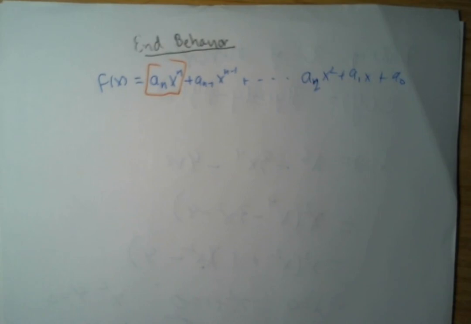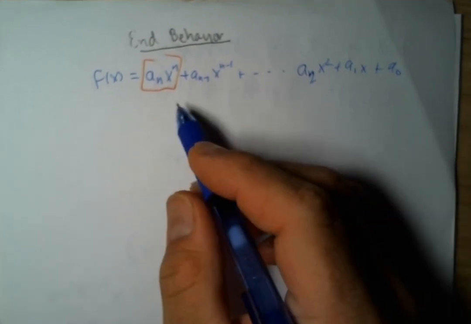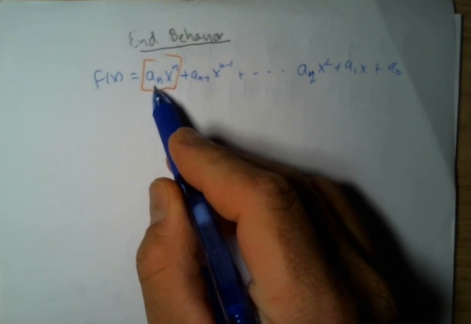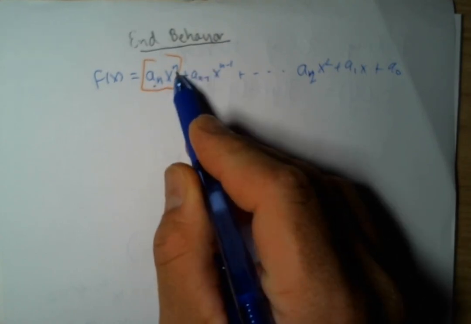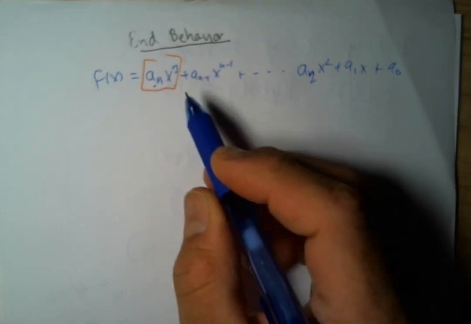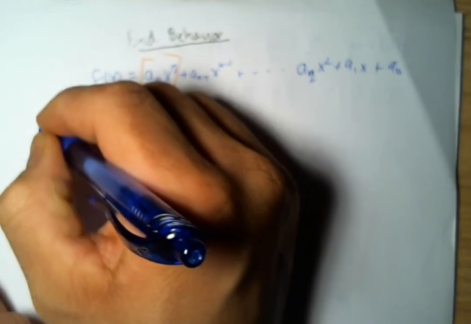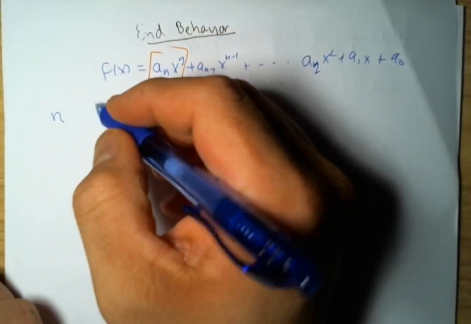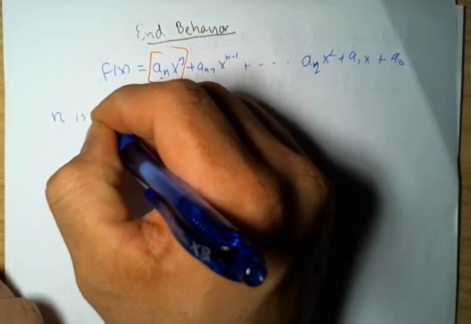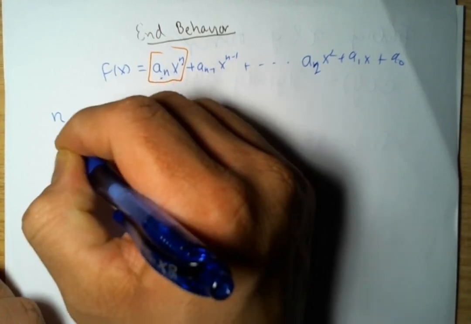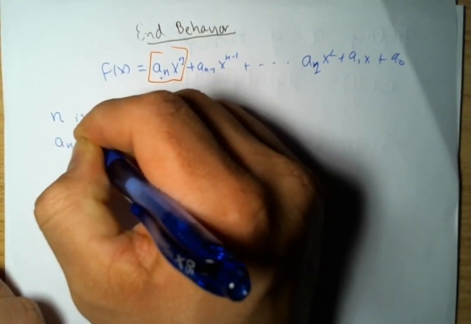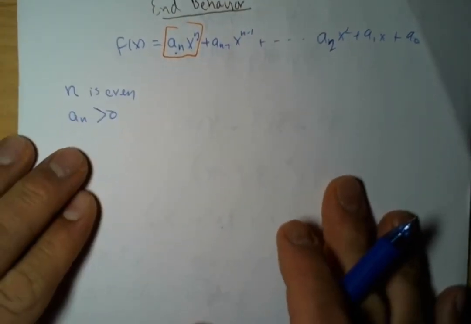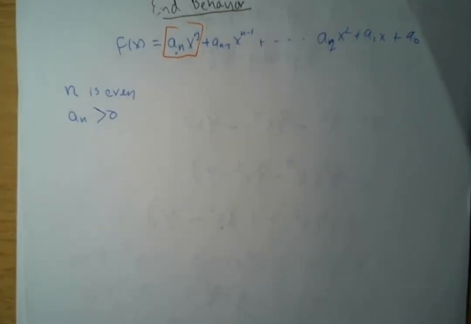So there's four possibilities, and those possibilities are a combination of whether the leading coefficient is positive or negative, and whether n is even or odd. So let's look at the case where n is even and a sub n is positive, in other words, greater than 0.